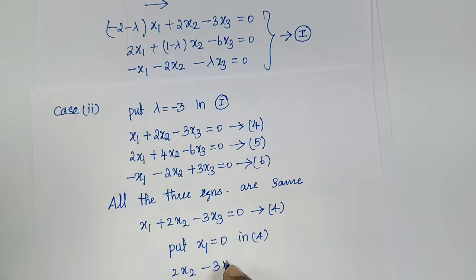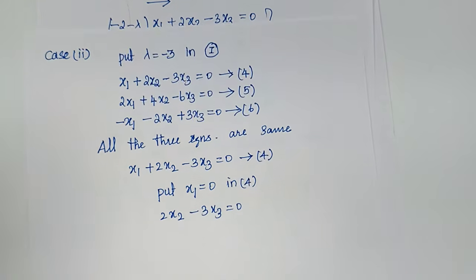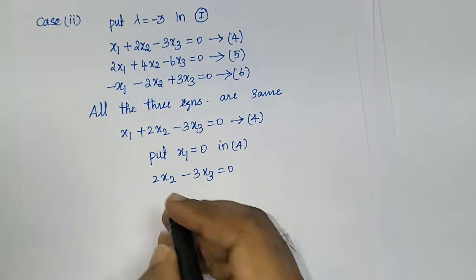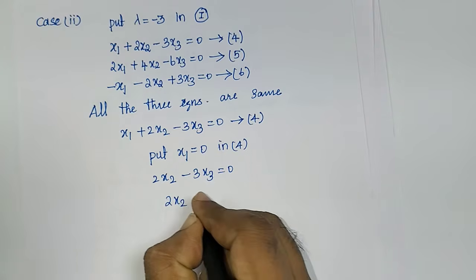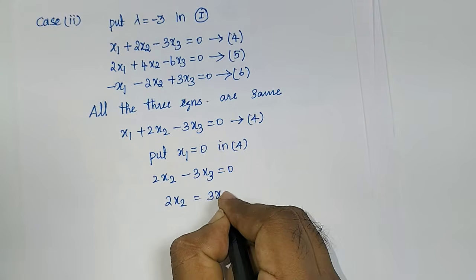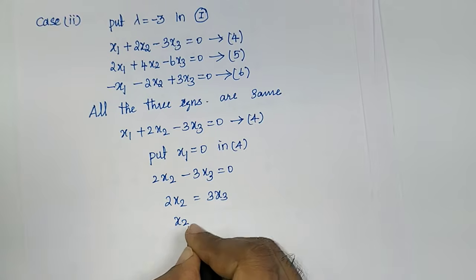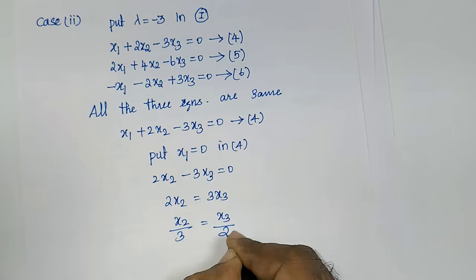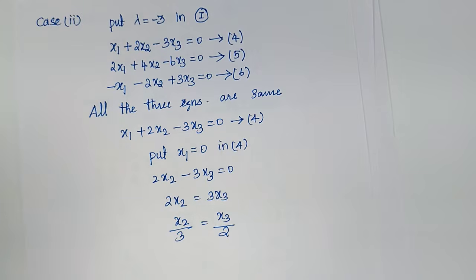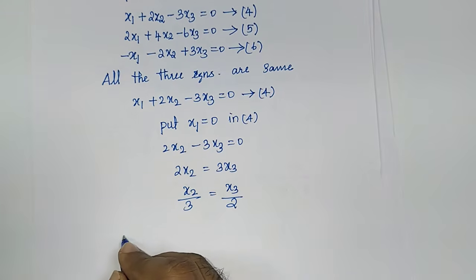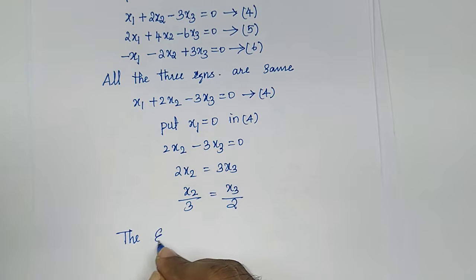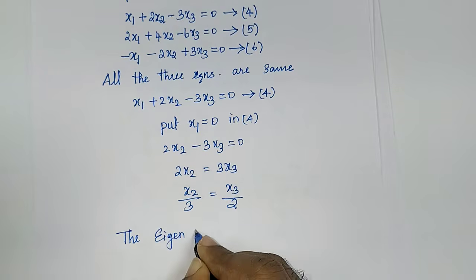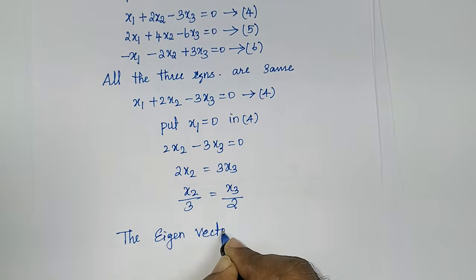2x2 minus 3x3 equal to 0. This minus 3x3 you can shift to right hand side. You will get 2x2 is equal to 3x3, and cross multiply the term: x2 divided by 3 and x3 divided by 2. Okay. Now I am going to write the eigenvector of second one. The eigenvector of second one, x2, I am writing.